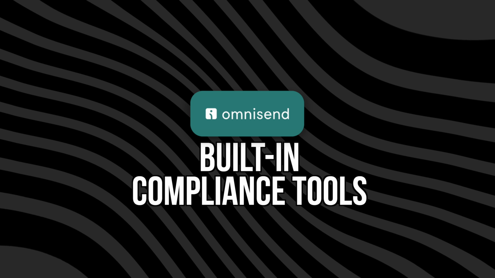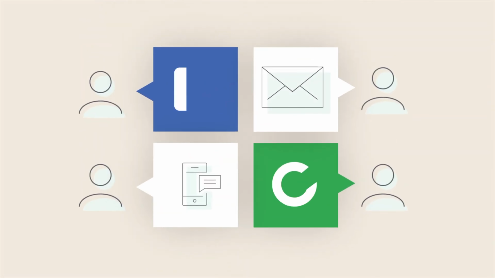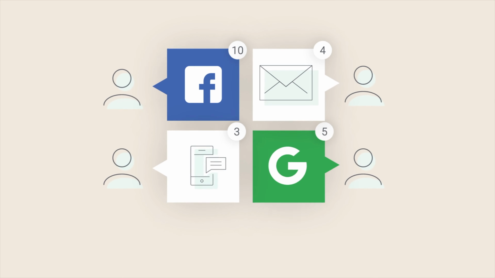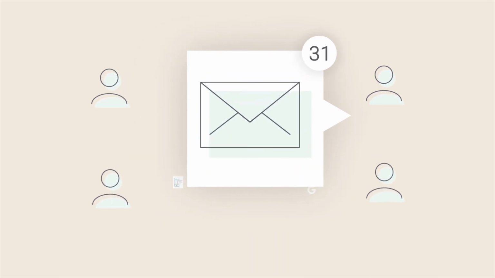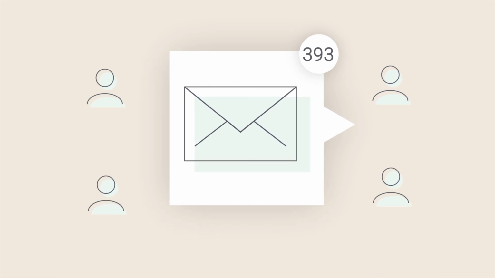Number five is built-in compliance tools. Text message marketing comes with rules, especially around opt-ins and unsubscribes. Omnisend automatically handles a lot of this for you, including quiet hours so you don't message people at 2 a.m., easy unsubscribe links, and tracking whether someone has given permission to receive texts. It's one less thing you have to worry about.